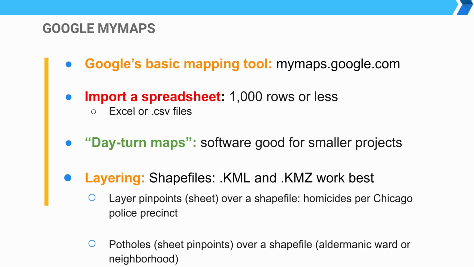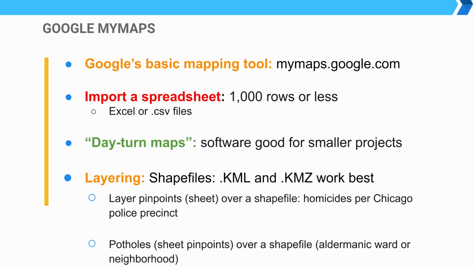Okay. Google My Maps, as I said before, is Google's basic mapping tool. It'll handle a spreadsheet of 1,000 rows or less. It'll handle an Excel or a CSV, comma separated values file. CSV files are really good because if you have a long street address in one column, you can separate it by commas. 946 West Sheridan Road, comma, Chicago, comma, Illinois, comma, 60613.